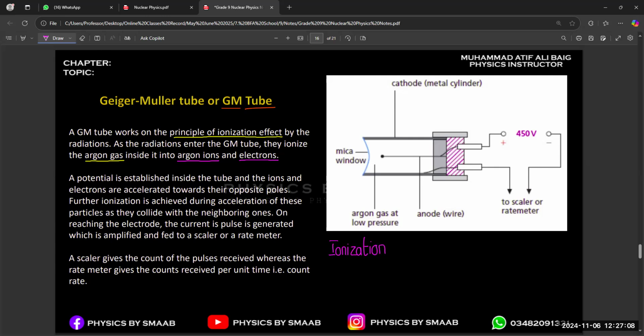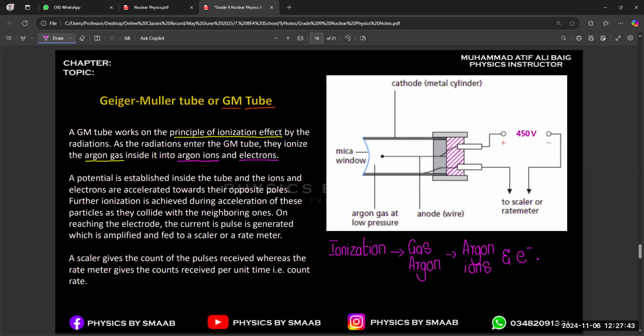So this is a general overview of GM tube. It works on the ionization process. And in the ionization process, gas argon ionizes into argon ions and electrons. So this is the simple concept of GM tube.